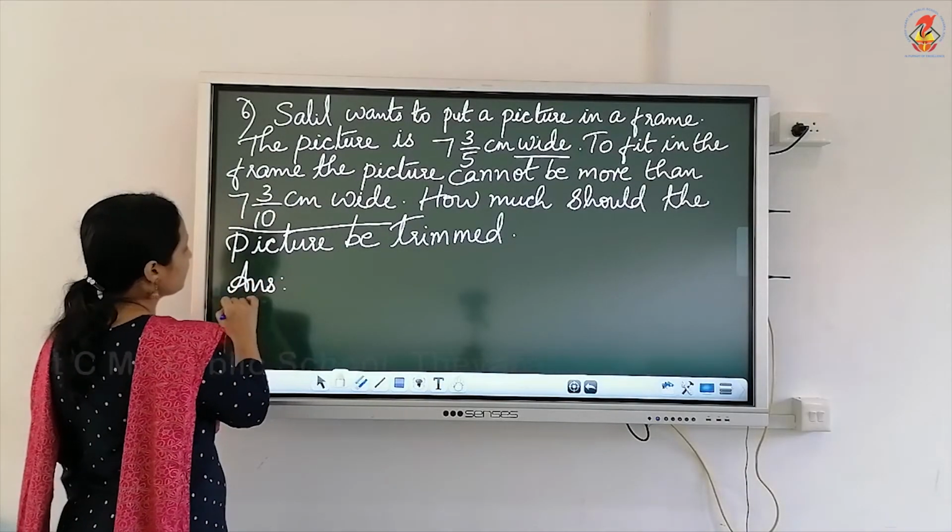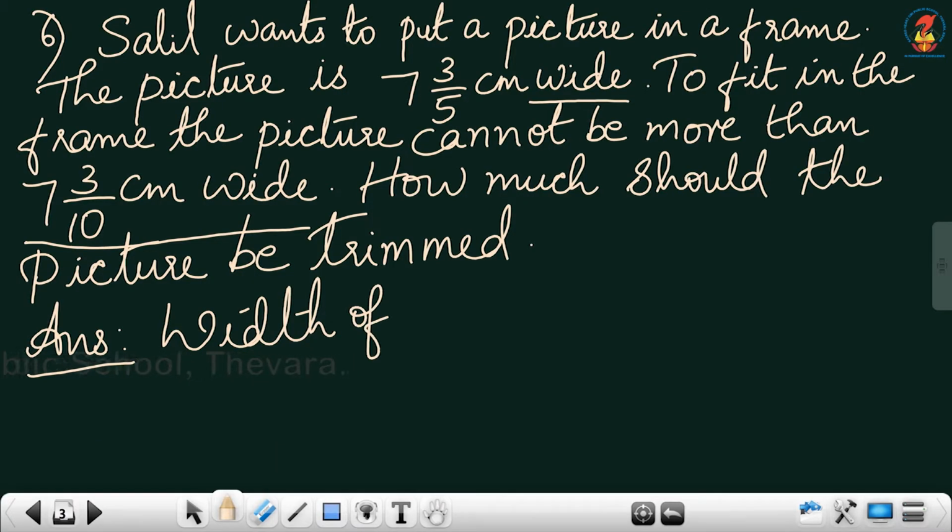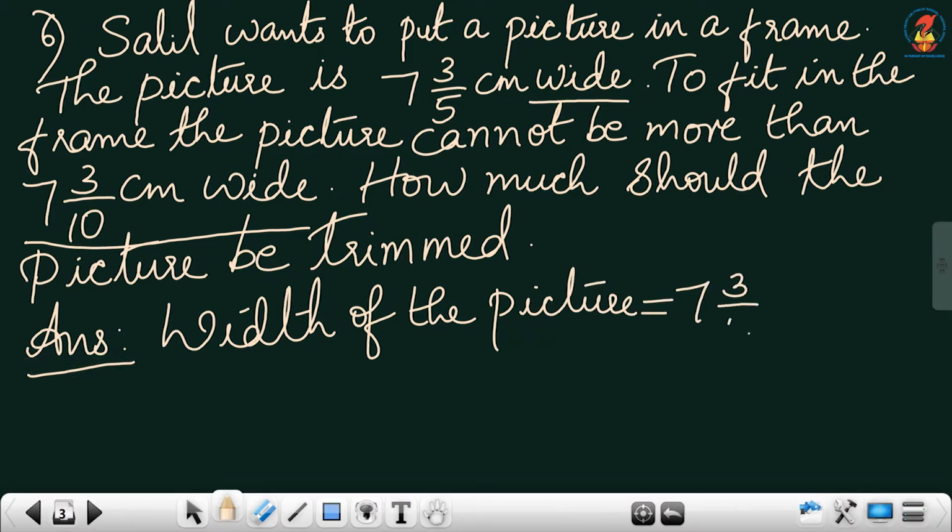First you write the statements. What is given in the question? Width of the picture is given there. What is the width of the picture? 7 3/5 centimeter. It is a mixed fraction, so you convert it into an improper fraction. So 7 into 5, 35 plus 3, 38/5 centimeter. So we know the width of the picture.